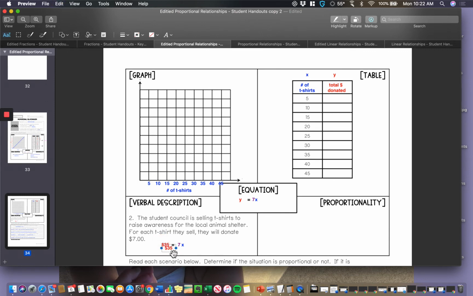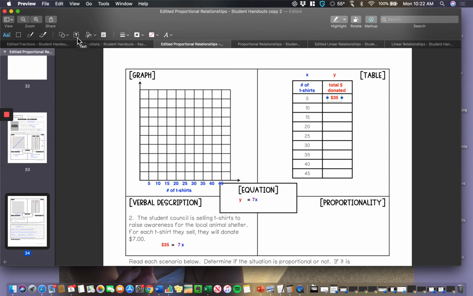Now, why is it $35? Because each t-shirt costs $7. So, I have to multiply the number of t-shirts, x, by the constant rate of $7, because each one costs 7. So I have 7 plus 7 plus 7 plus 7 plus 7, which is 35, or 7 times 5, which is 35. So each time I can take my equation and plug in whatever x is.